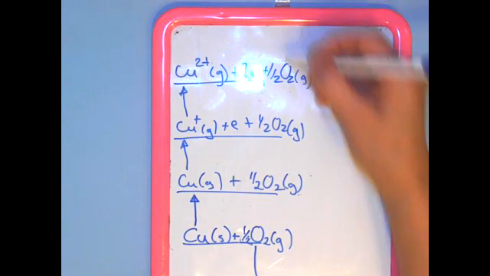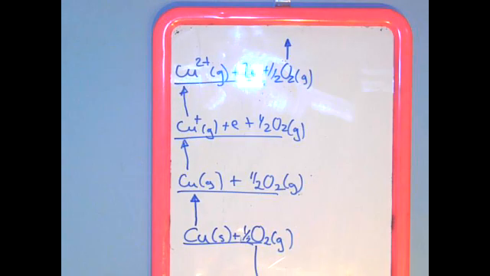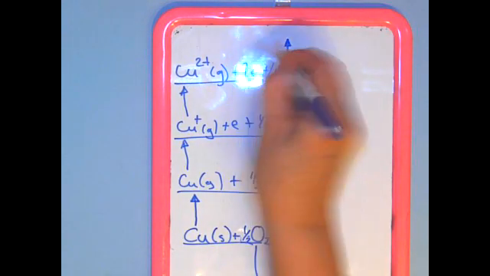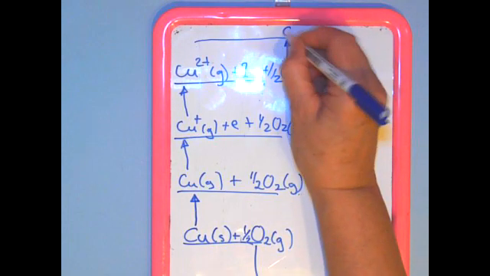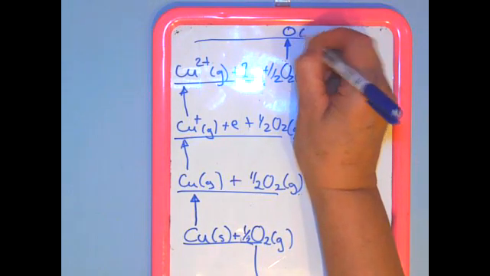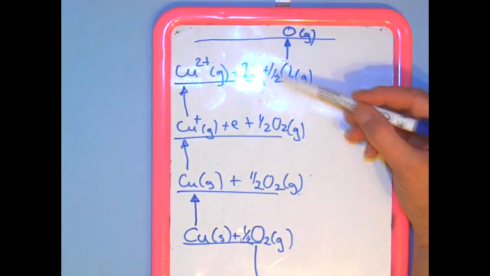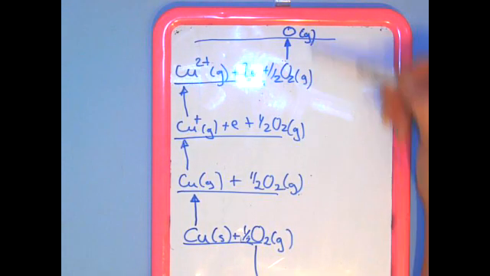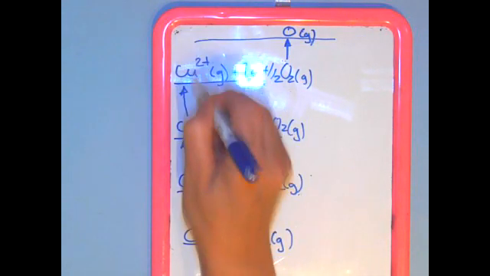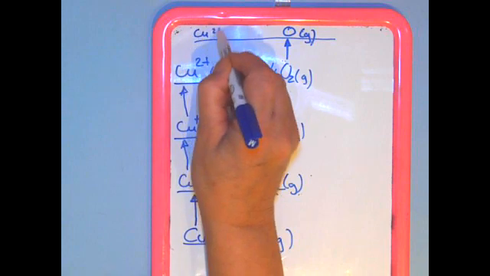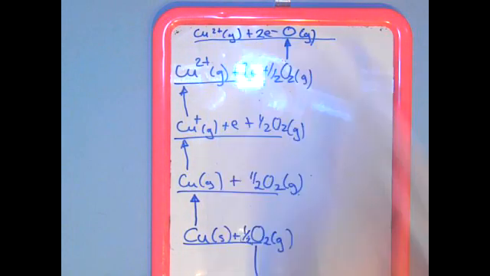Alright, so the next thing I'm going to do is I'm going to atomize the oxygen. So I'm going to break that oxygen-oxygen bond, and I'm going to get 1 mole of oxygen atoms. Here I've got half a mole of oxygen molecules. I'm going to get 1 mole of oxygen atoms. Right, let me just put these up here. Cu2+ gas plus 2 electrons.